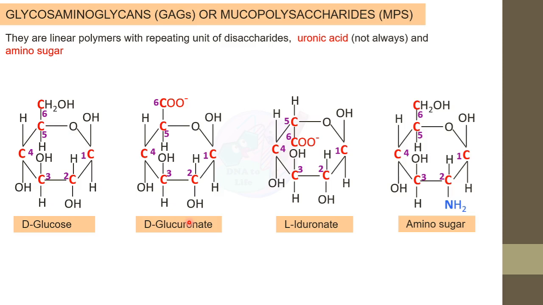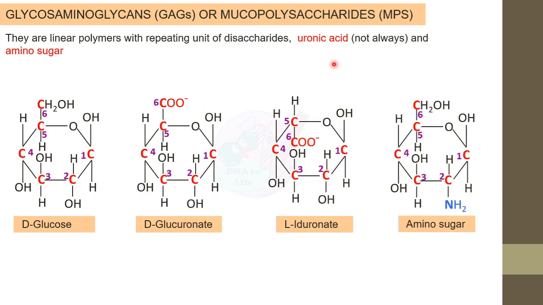In this lecture, we will talk about glycosaminoglycans. In short, we call them GAGs, or they are also called mucopolysaccharides, MPS. So what are glycosaminoglycans? The name is made up of a combination of three words: glycos, amino, glycans. Glycos means sugar, amino means amine group, sugar containing amine group, and glycans means polysaccharides. So they are made up of repeating disaccharide units.